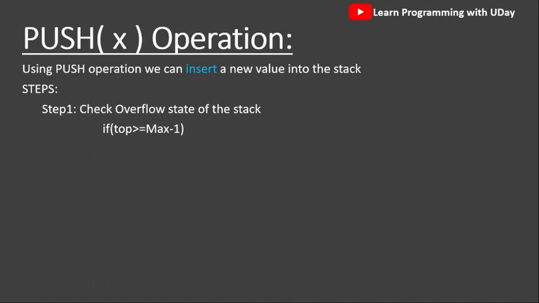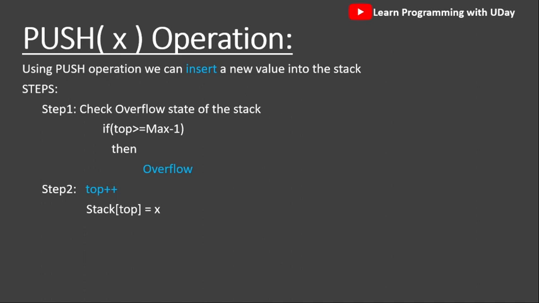So it goes on like 0, 1, 2, 3 and 4. Now 4 will be the maximum index number for inserting a value into the stack. And coming to the second step, in case the stack is not overflow, then we will be able to insert a value into the stack. We do that by incrementing the top variable first and then assigning the new value into the top position of the stack. So using these two steps, we'll be able to insert a new value into the stack.